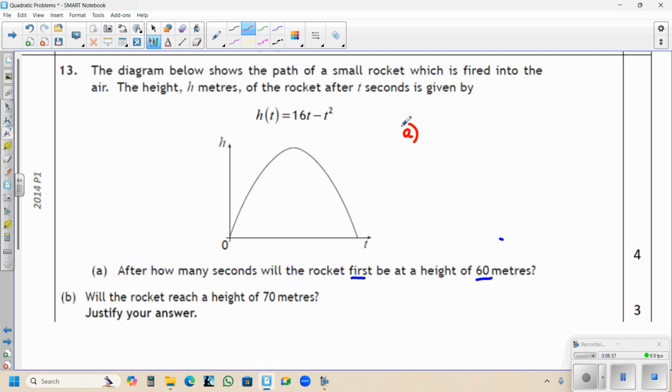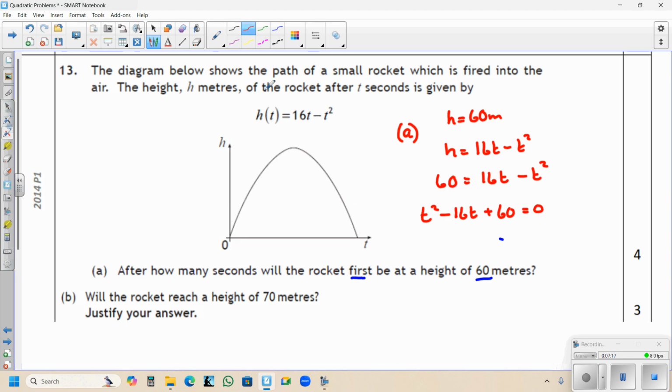For part A, it says after how many seconds will the rocket first be at a height of 60? So they're telling me h is equal to 60 meters. Go to the equation that they've given us. So h was equal to 16t minus t squared. So that's got to be equal to 60. This is my quadratic equation. I want to rearrange it to have a positive squared term, and I want to make it equal to 0. So I'm going to add t squared onto both sides, and I'm going to take away 16t. When I do that, I get t squared minus 16t plus 60 equals 0. So that's my quadratic equation.